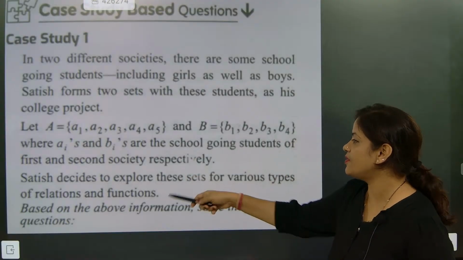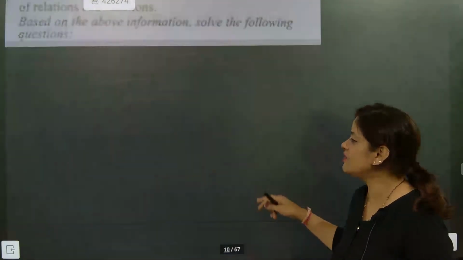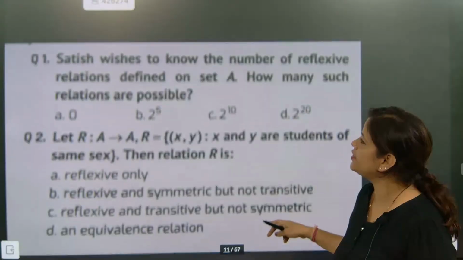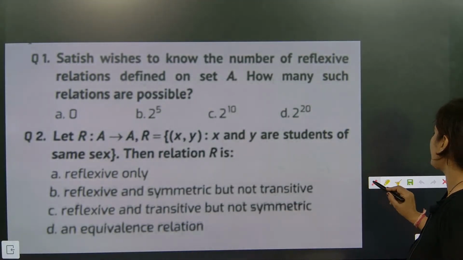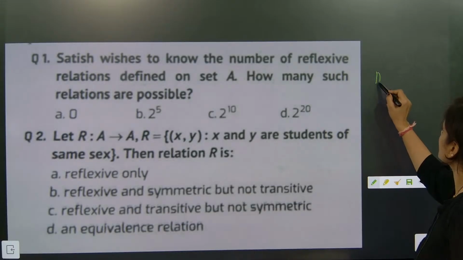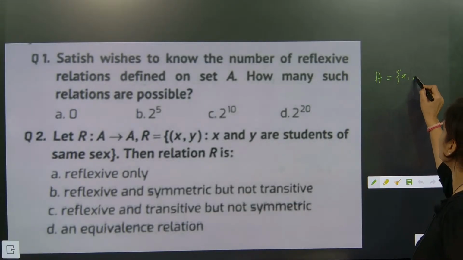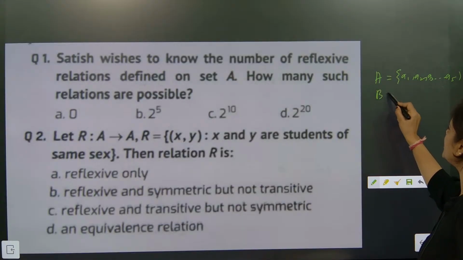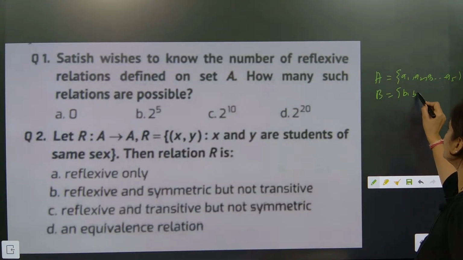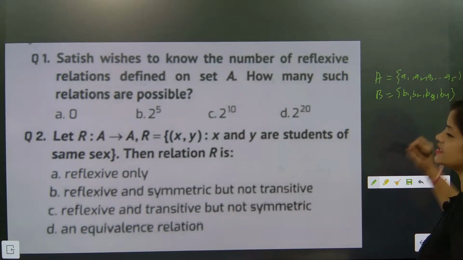And the relation is coming from A to B. Relation and function both are coming from A to B. Now write, A is having how much, beta? A is having A1, A2, A3 till A5. B is having B1, B2, B3, B4. All these are there now.